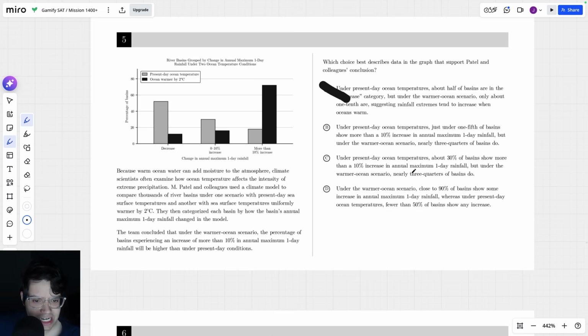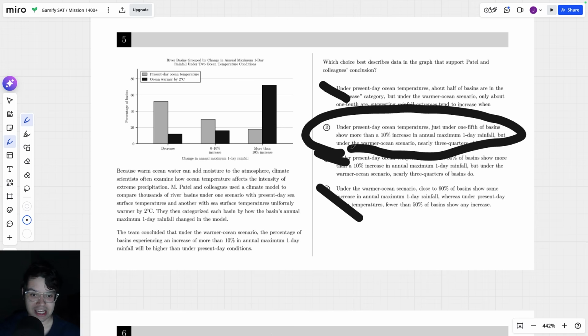So actually, that would just not be right, I think. Because it's less than 20%, not about 30%. So that would not be it. Then D, under the warmer ocean scenario, close to 90% of basins show some increase. Okay, it's also not close to 90%. It's like close to 80%. So definitely not the right number at all. So B would just have to be the right answer.